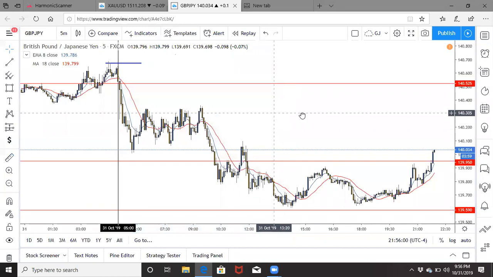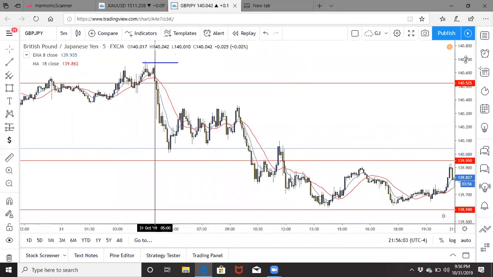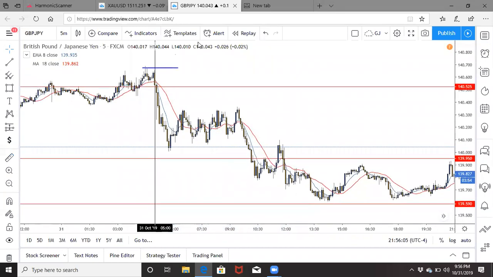Why didn't you call this, AJ? Well, the scanner called it. The scanner called it. Y'all pay for the scanner, yo.